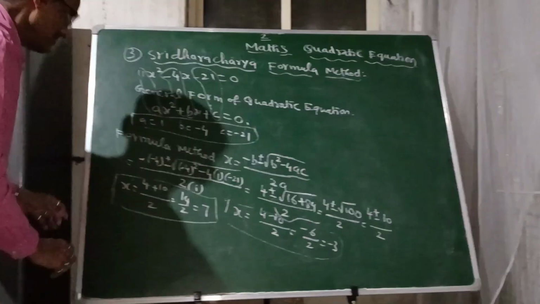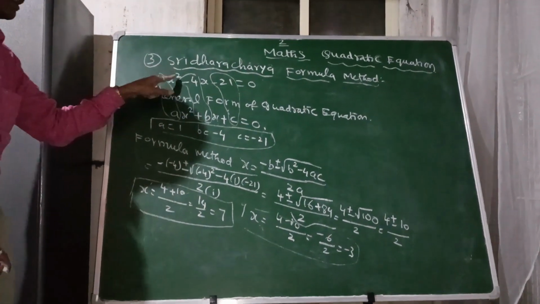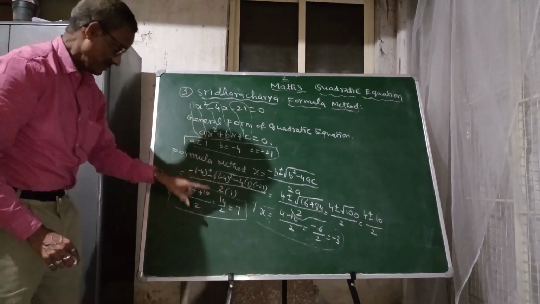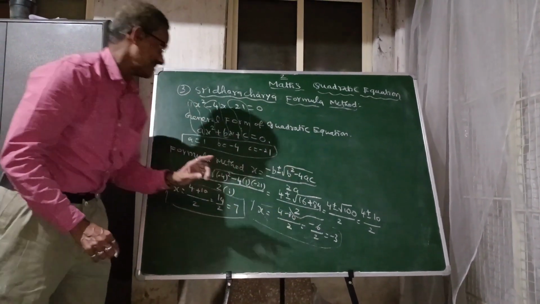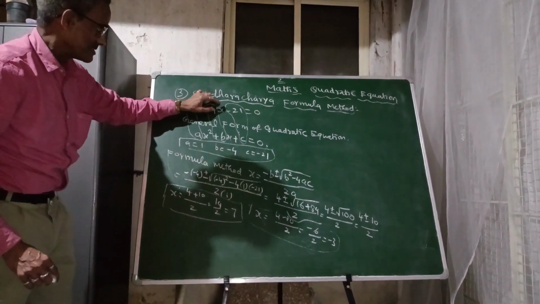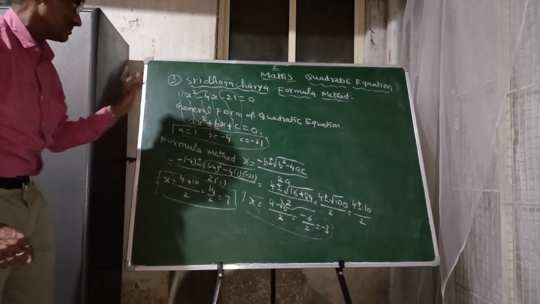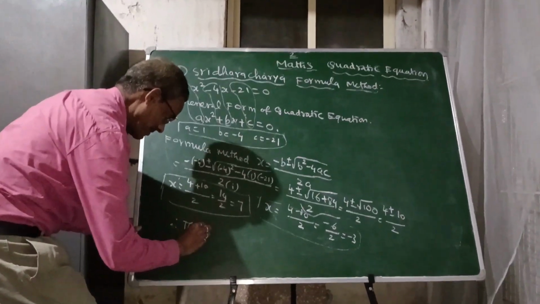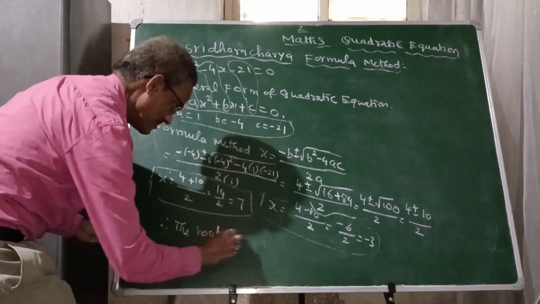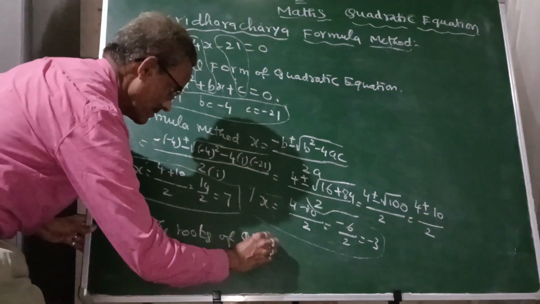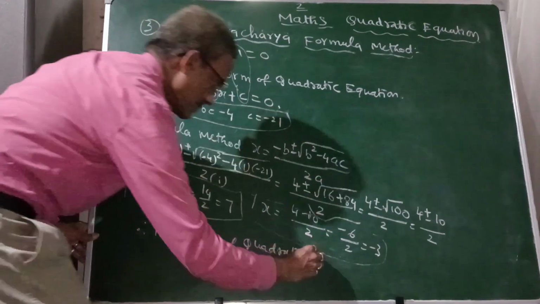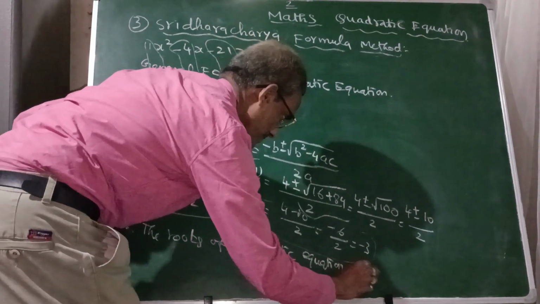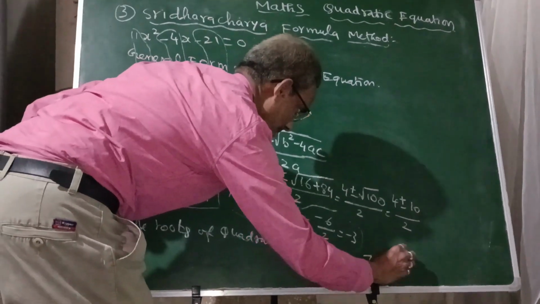Two answers we are getting. Always remember, for any quadratic equation with x² given, there will be two answers. One answer is 7, another answer is -3. When it is a linear equation, we get only one solution for x. Okay, so now you write finally: therefore the roots of the quadratic equation are 7 or -3.